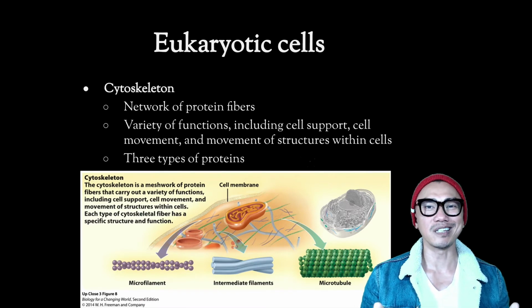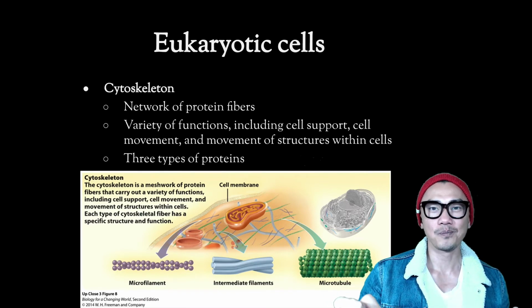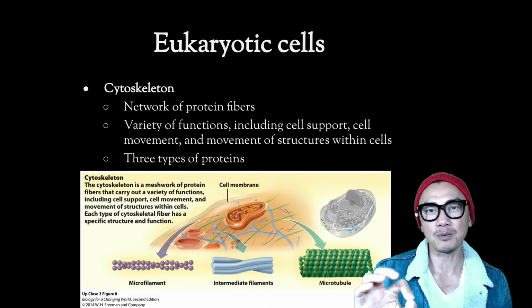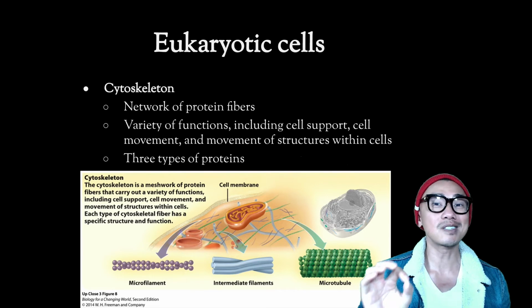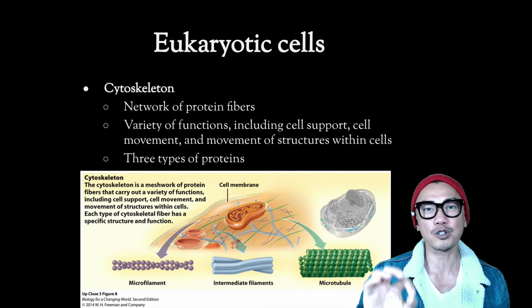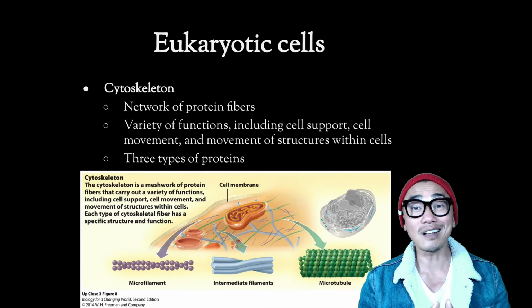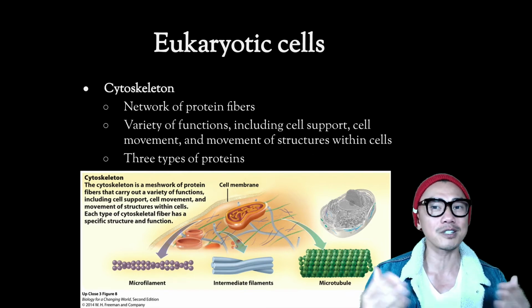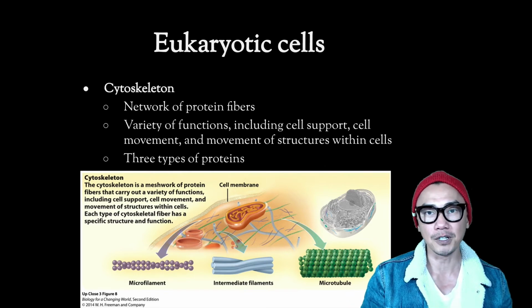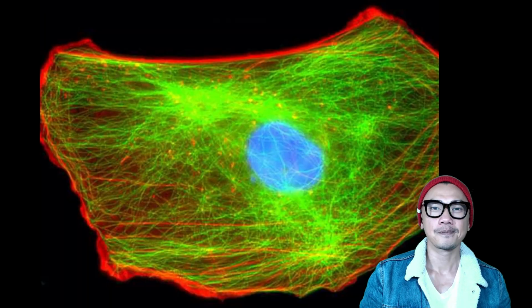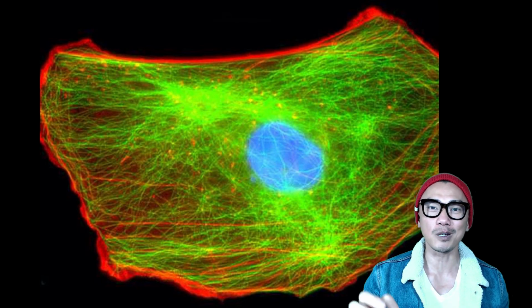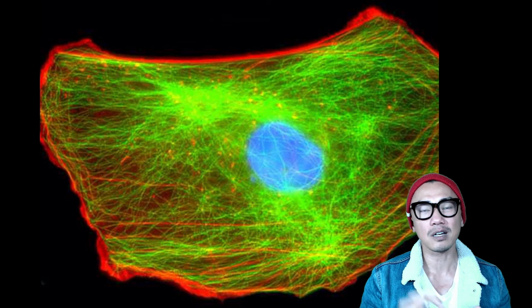The cytoskeleton is the skeleton of the cell. It's composed of protein fibers that perform a number of functions, including cell support, cell movement, and movement of structures within the cell. The cytoskeleton is made up of three different types of proteins: microfilaments, intermediate filaments, and microtubules. In this picture, you can see the protein fibers that make up the cytoskeleton using a technique called confocal laser scanning microscopy.